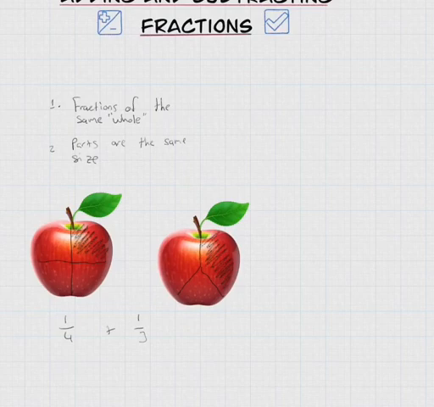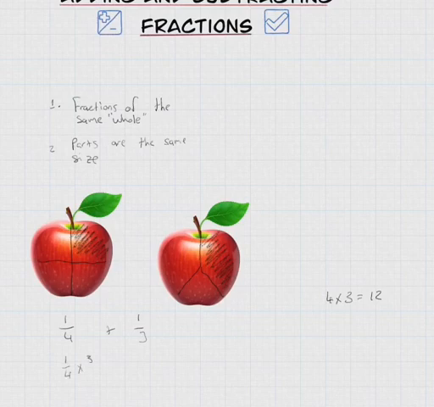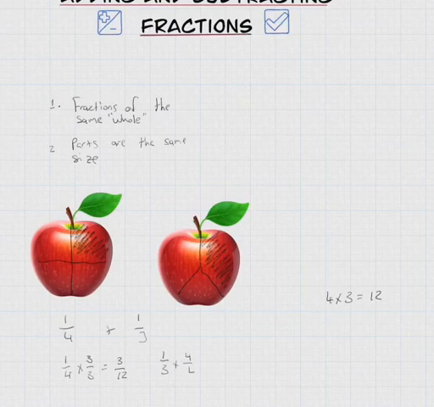How can I decide what that's going to be? Well, I look at my denominators. I know that 4 and 3, if I multiply them together, 4 times 3 is equal to 12. So I want to find an equivalent fraction for both of these where the denominator is going to be 12, because I know that 4 will go into 12 and I know that 3 will go into 12. What I do to 1/4 is I say 1/4 times 3 over 3 is equal to 3 over 12. 1/3 times 4 over 4 is equal to 4 over 12.